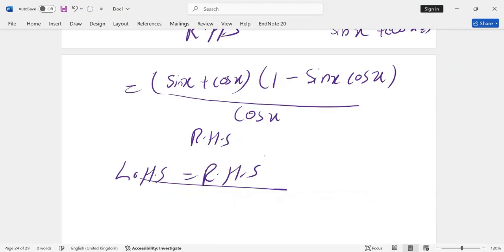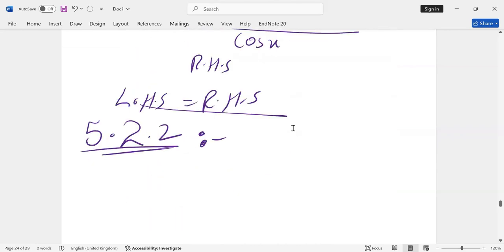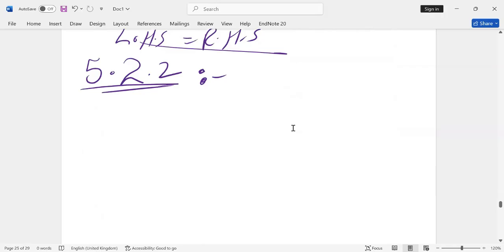Okay, so the next question is 5.2.2. Over there we have to find out the value of x, that is, the interval x belongs to minus 180 to 180. When will the identity be undefined?